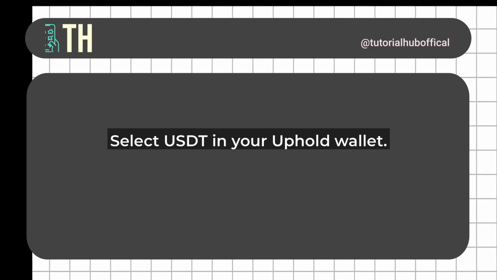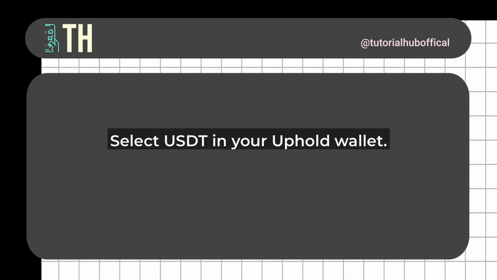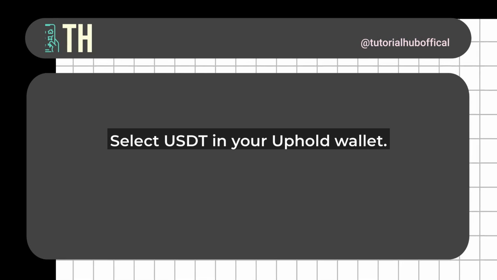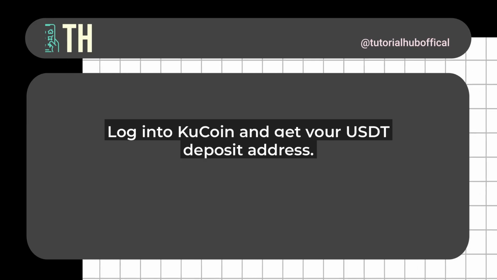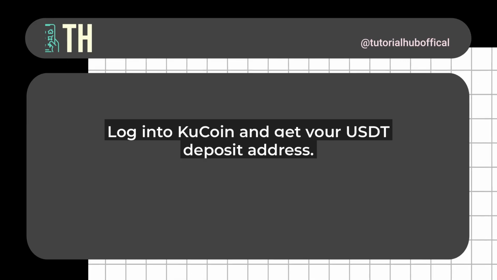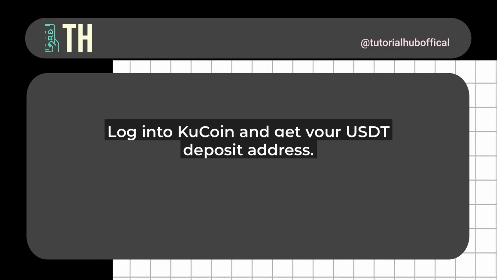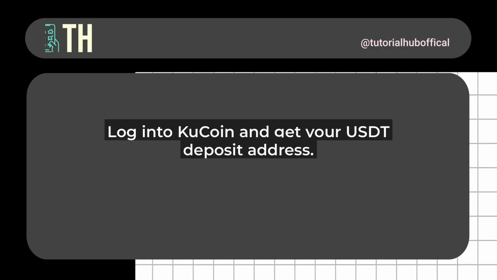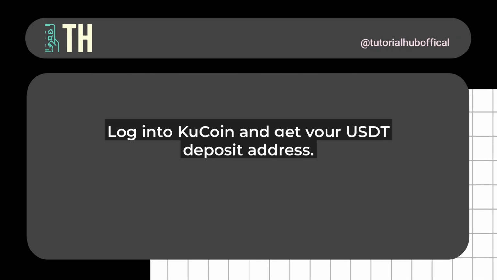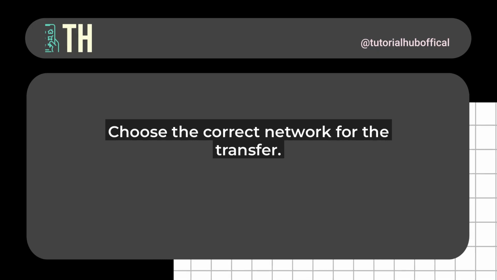First things first, make sure you have accounts set up on both Uphold and Kucoin, and that you've verified your identity. It's crucial for security in 2025. Log into your Uphold account using your credentials or two-factor authentication. Once you're in, navigate to your wallet section and select USDT. You'll see your balance. Double-check it to ensure you have enough to cover withdrawal fees, which might be around 1 to 2% depending on network congestion.